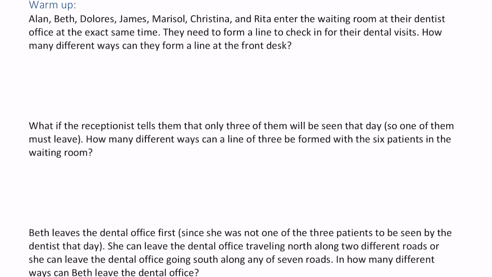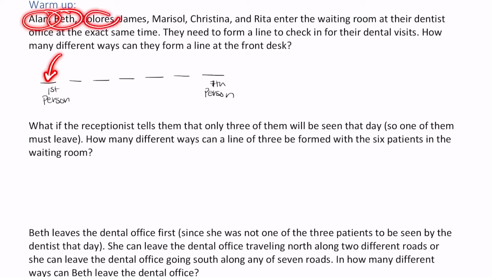So there are 7 people total. That means there are 7 possible positions in line. Here's the first position for the first person, and here's the 7th position for the 7th person. How many ways can we choose who will be first in line? Well, if there are 0 people in line, then we have 1, 2, 3, 4, 5, 6, 7 people to choose from. Say Dolores is first in line. Suddenly I now have only 1, 2, 3, 4, 5, 6 people to choose from.